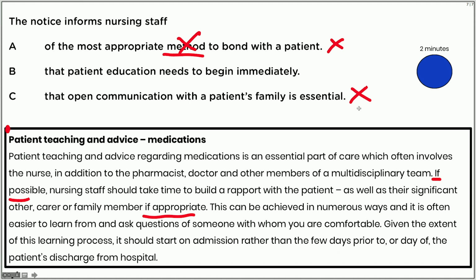Let's double check B. The notice informs nursing staff that patient education needs to begin immediately. Given the extent of this learning process, it should start on admission or immediately rather than the few days prior. I'm happy with B. If you did select B, wonderful. You've done very well.